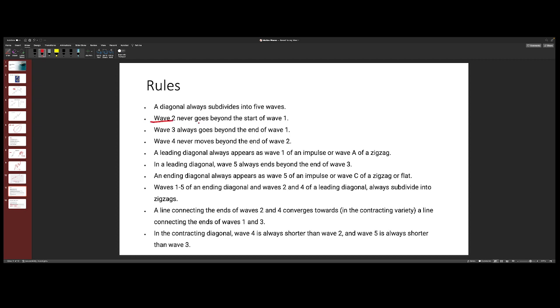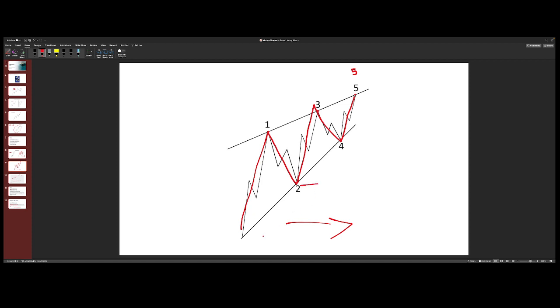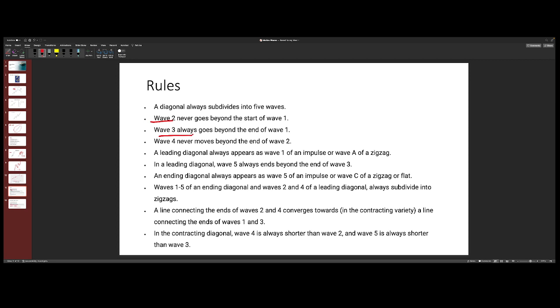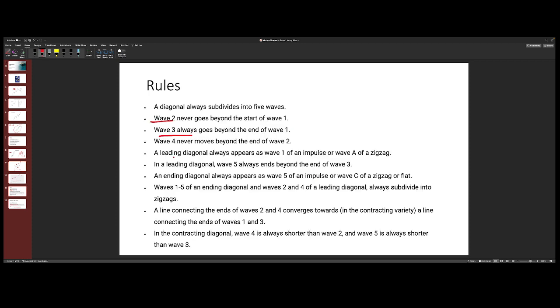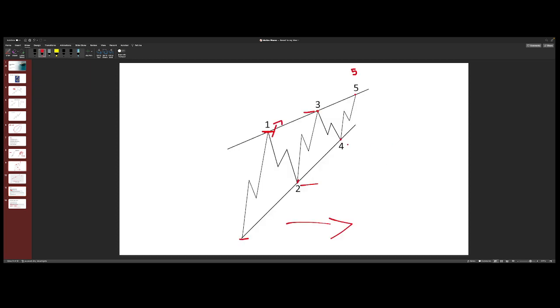Wave 2 never moves beyond the start of wave 1. Wave 2 never goes here. Wave 3 always goes beyond wave 1. So wave 3 always pushes past here. Wave 4 never moves beyond wave 2. 4 never goes here, never goes beyond there.